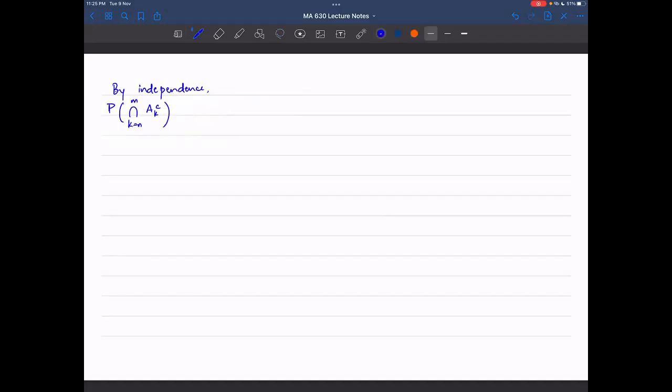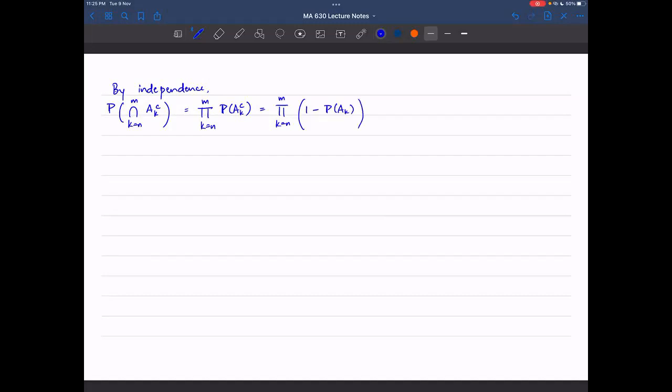Okay. Probability of the intersection k going from n to m, ak complement. By independence, this is going to be the product of the probabilities. So this is product k going from n to m, P of ak complement. Okay, so here I've simply used independence. And now I'll say that the probability of the complement of a set is just 1 minus the probability of that set. So I'll get, this is product k going from n to m, 1 minus P of ak.